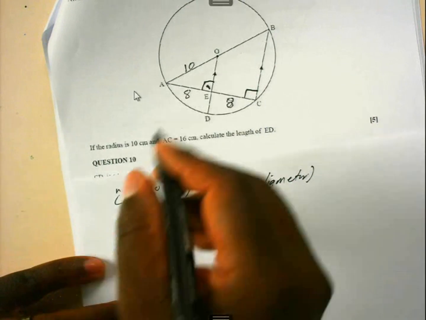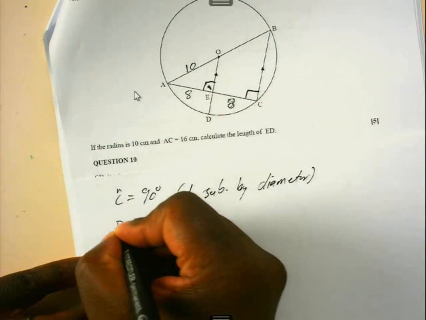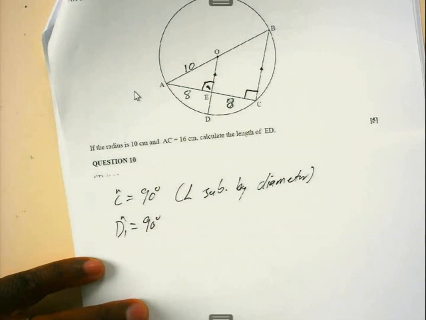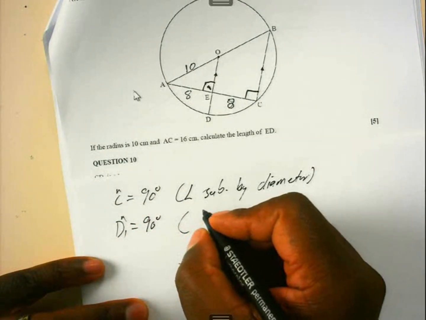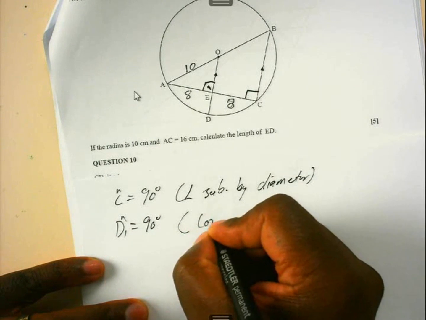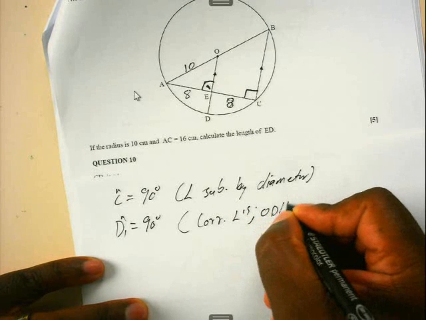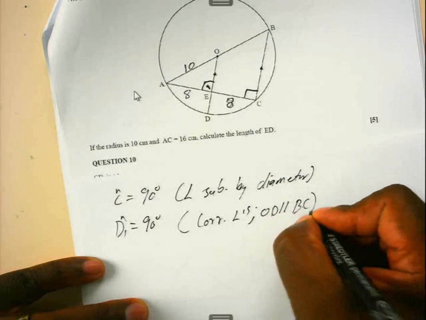Then we mark off D1 here. Angle D1 is equal to angle C as well. D1 is equal to 90 degrees. Why? Because those are corresponding angles, where OD is parallel to BC.